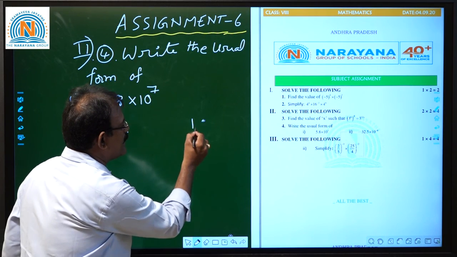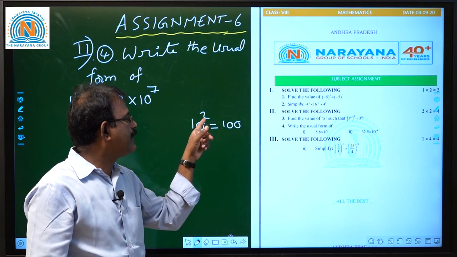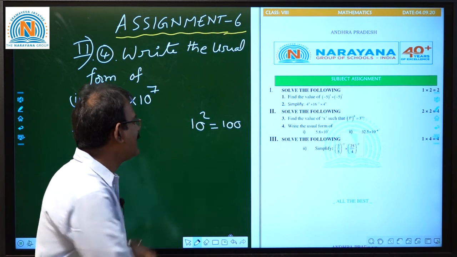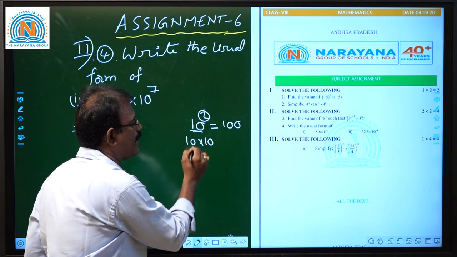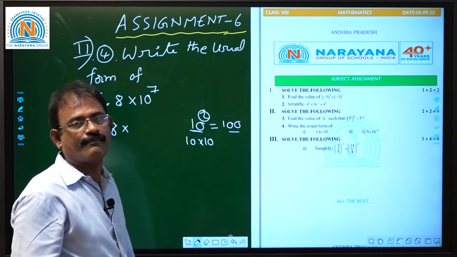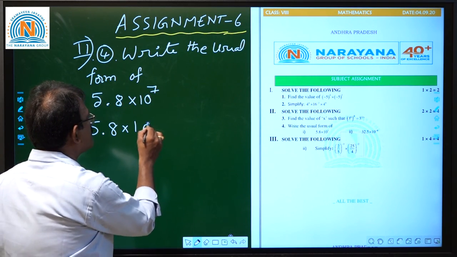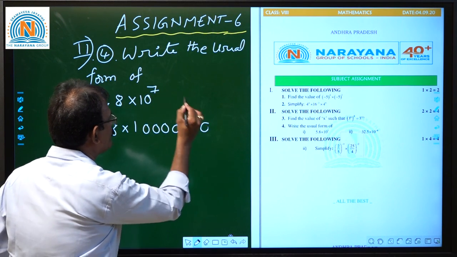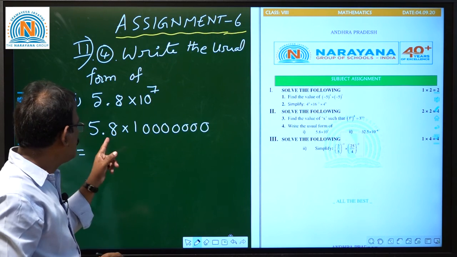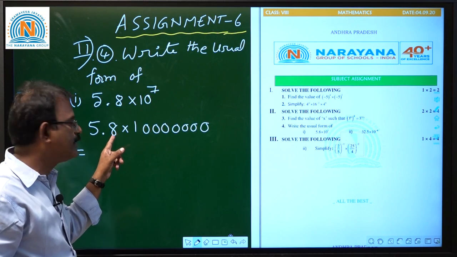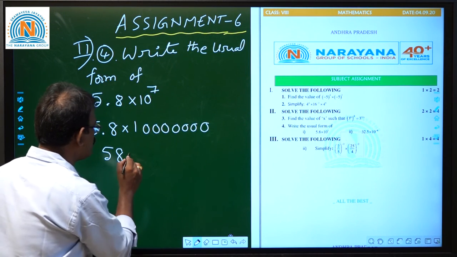For example, 10 raised 2 times is nothing but 10 into 10, that means 100. So the power indicates the number of zeros when 10 is raised that many times. As the base is raised 2 times, we have 2 zeros in the product. Similarly, as the base is raised 7 times, we have 7 zeros in the product.